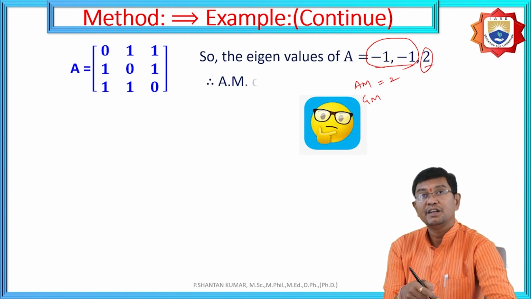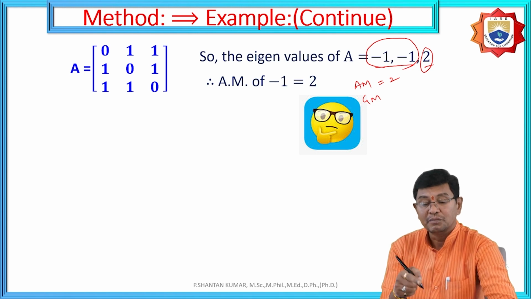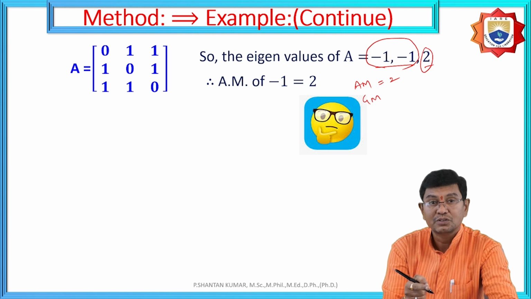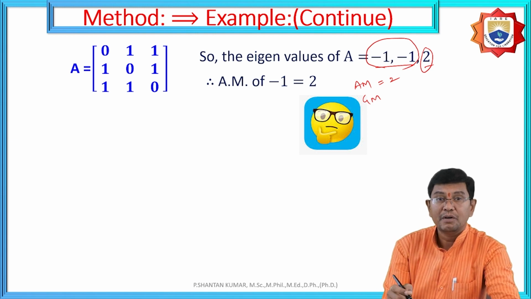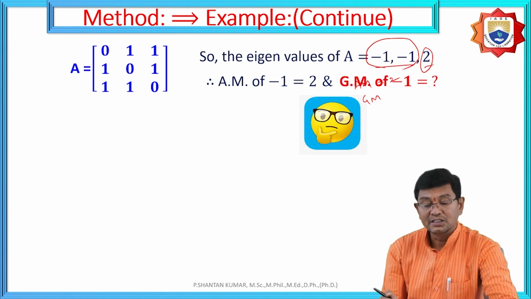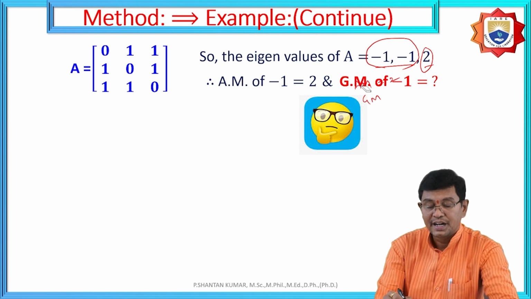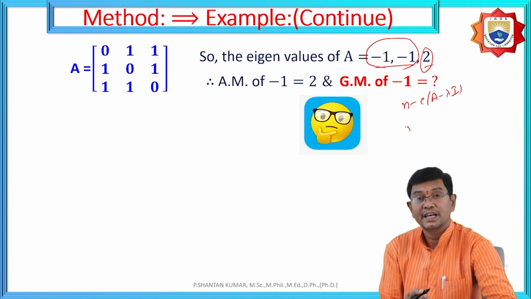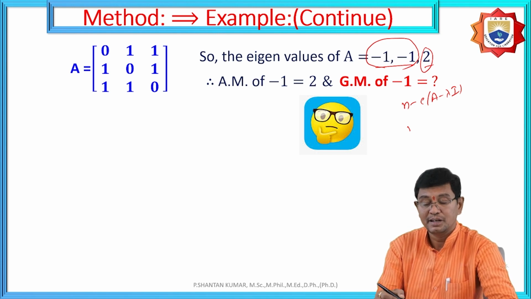And again, we need to find the geometric multiplicity of lambda equal to minus 1. With the help of the formula, GM is n minus the rank of A minus lambda I. Here n means the number of variables, and as we know the problem has 3 variables because it is 3 by 3.